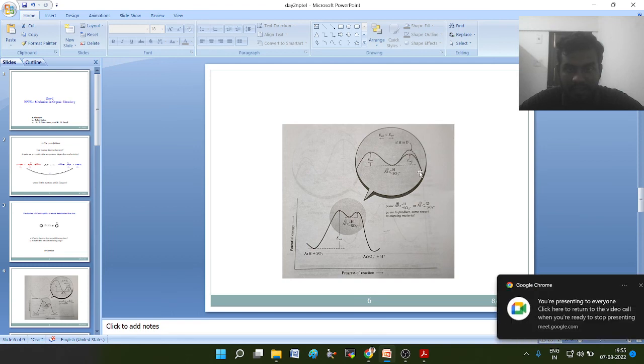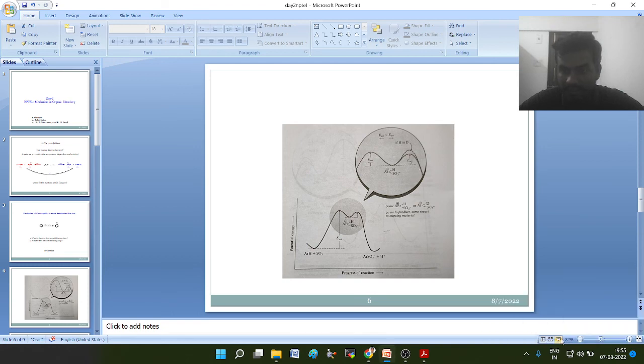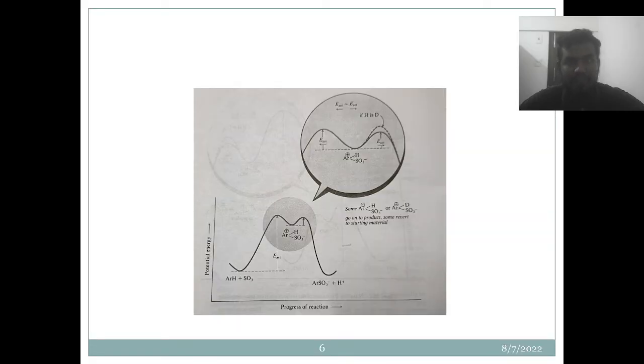For example, if you see this, assume this profile is not quantitative, remember, only in qualitative terms. So imagine deuterium, it will be a little higher. So this energy, the rate-determining step, can revert back to the reactant itself. Then there is a much greater chance that the equilibrium may lie to the left side.